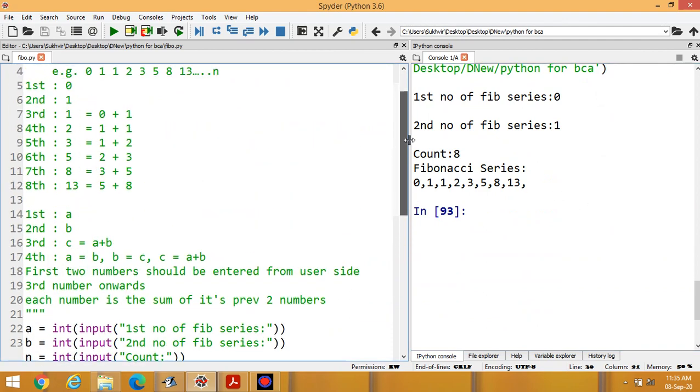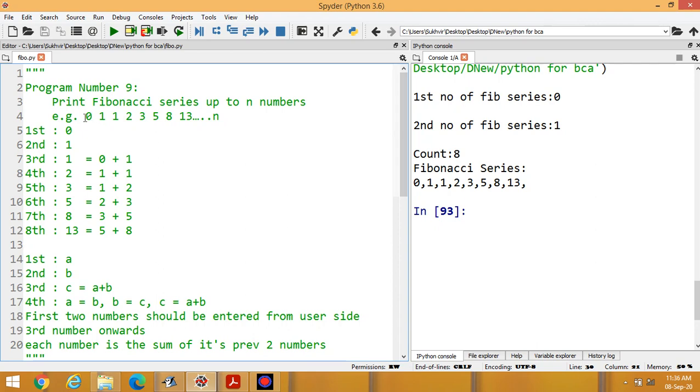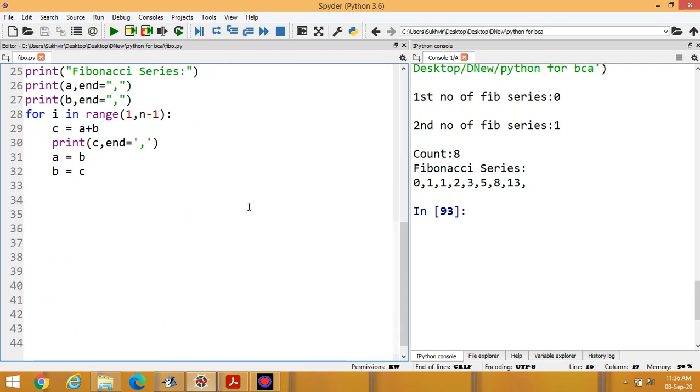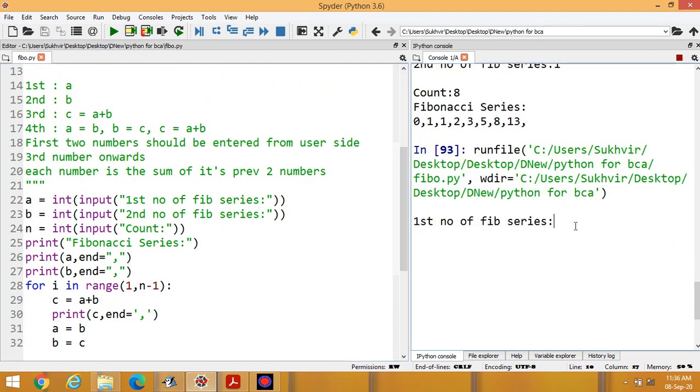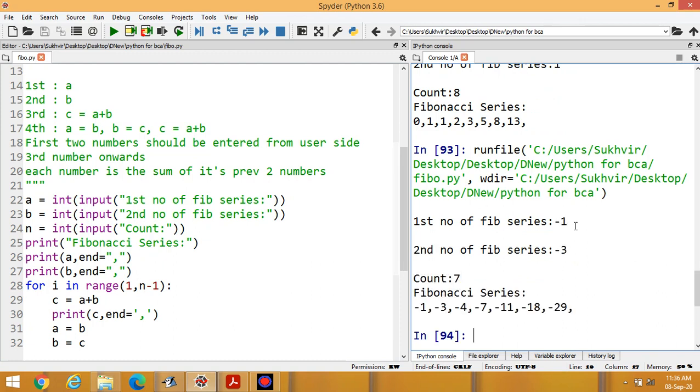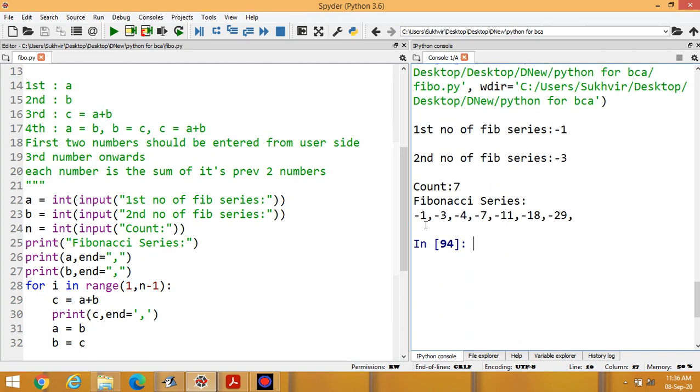This one is the data. Look at the data here. This one. Now, suppose I have to display some other data, some negative value. You can also display that content. Suppose I am writing minus 1 and minus 3. Suppose count is equal to 7. You can display the 7 values. Minus 1, minus 3, minus 4, minus 7, minus 11, minus 18, and minus 21. This one is the Fibonacci series.